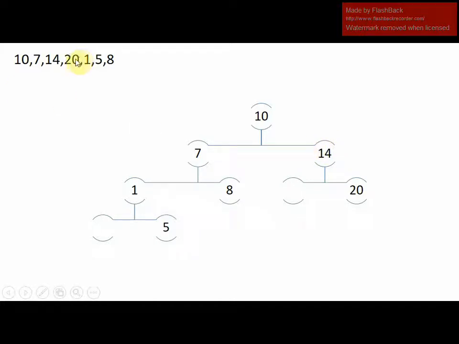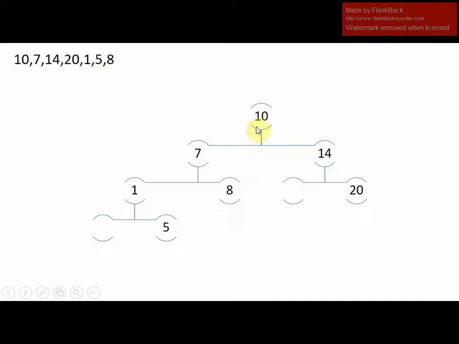Having a look at our next number, 20. 20 is more than 10, so that must be to the right. It is more than 14, so it still keeps heading to the right. And here we have 20. Our next number, 1, is less than 10, so it has to go to the left. It is less than 7, so it's going to continue going to the left.